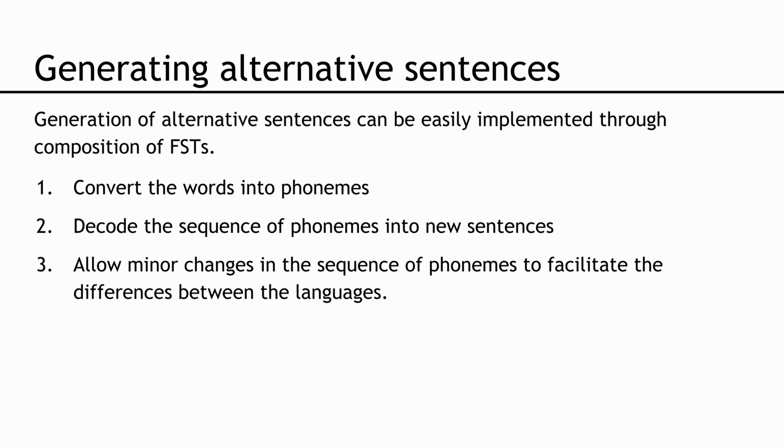To generate alternative sentences, we convert the words into phonemes, decode the sequence of phonemes into new sentences, which could be either English, Chinese, or code-switched, and allow minor changes in the sequence of phonemes to facilitate the differences between the languages. These steps can be easily implemented through composition of FSTs.